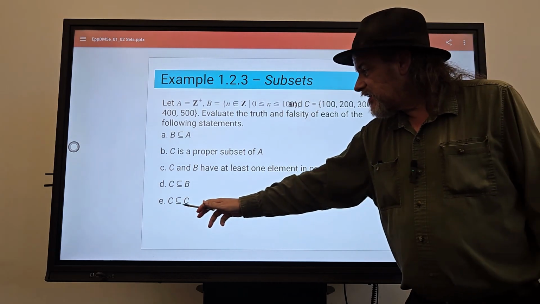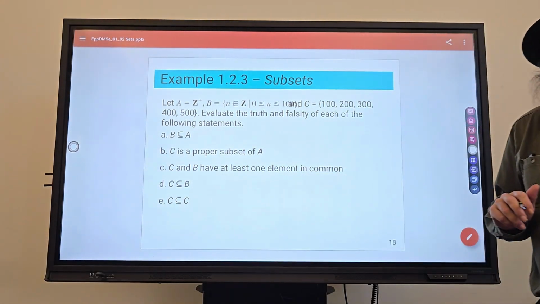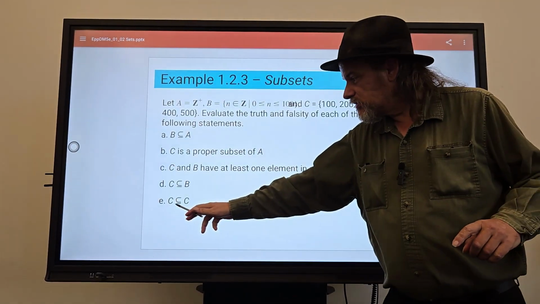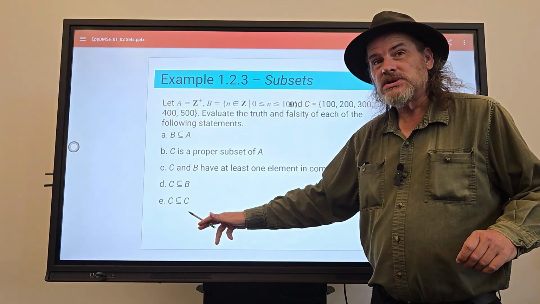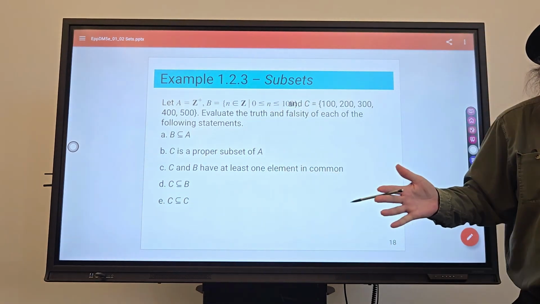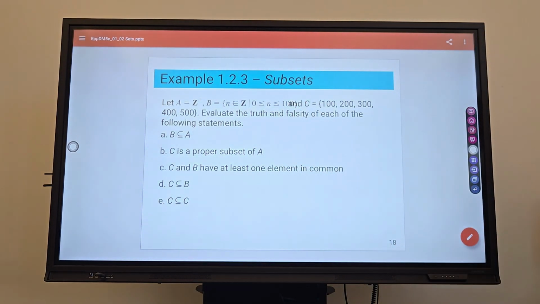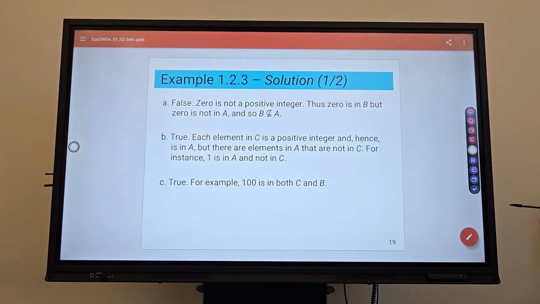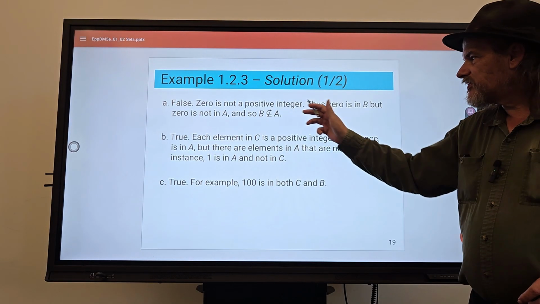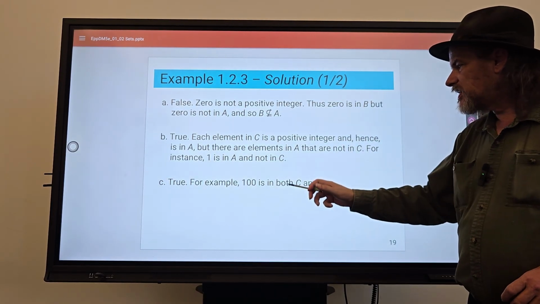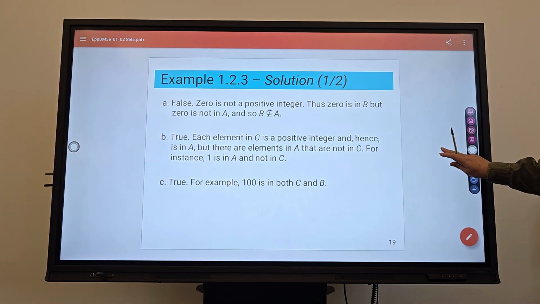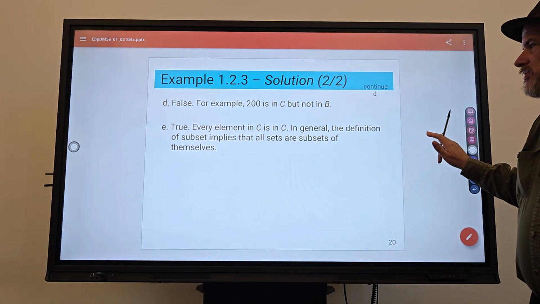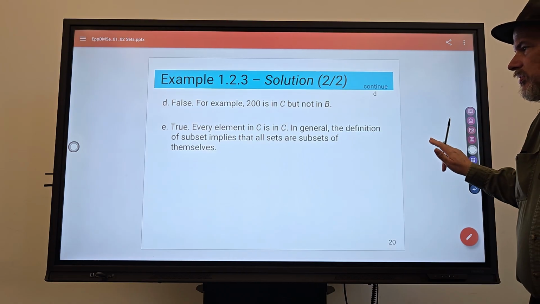Is C a subset of C? Remember the line underneath means subset or equal. So that is true. This one is false, because 0 is not a positive integer. True and true. And false and true.